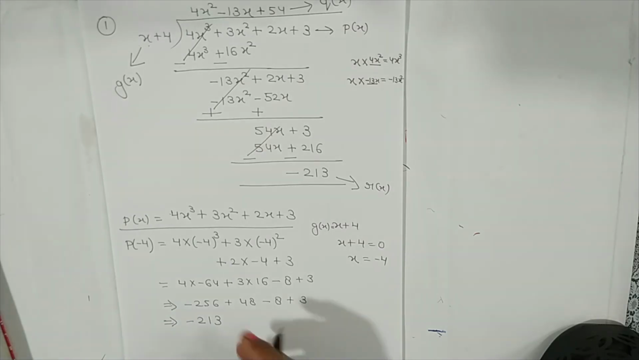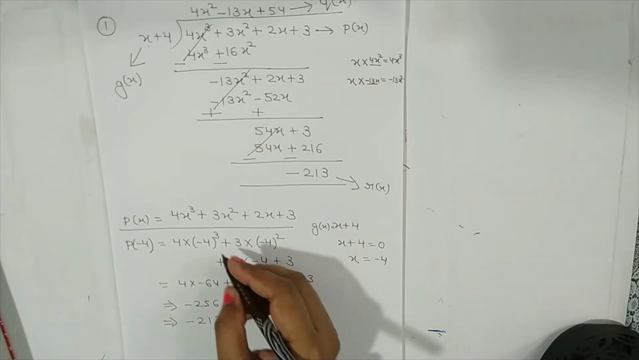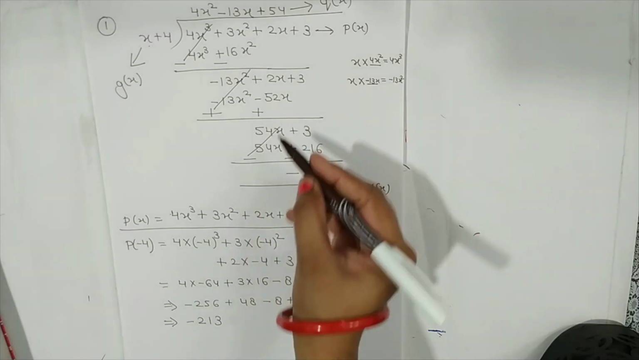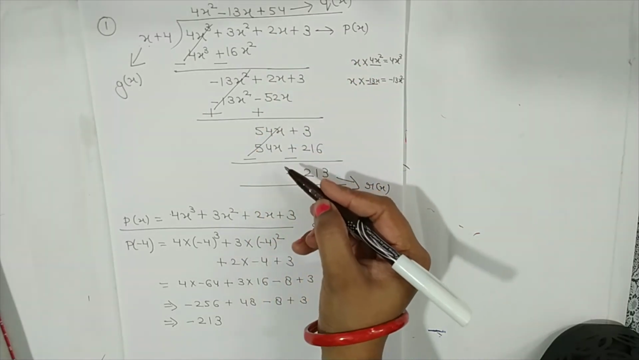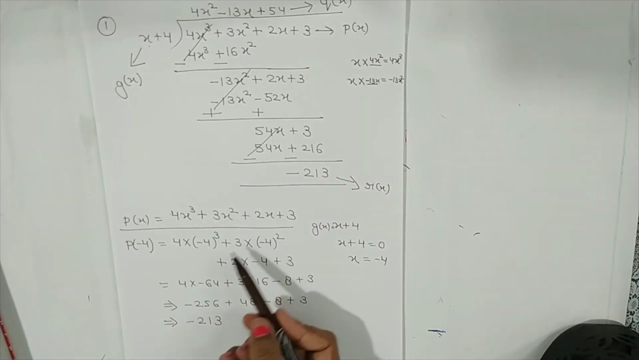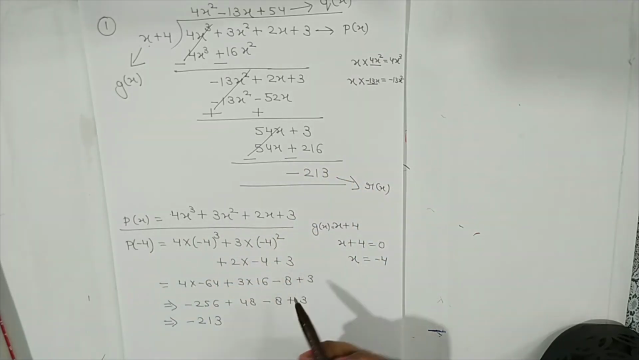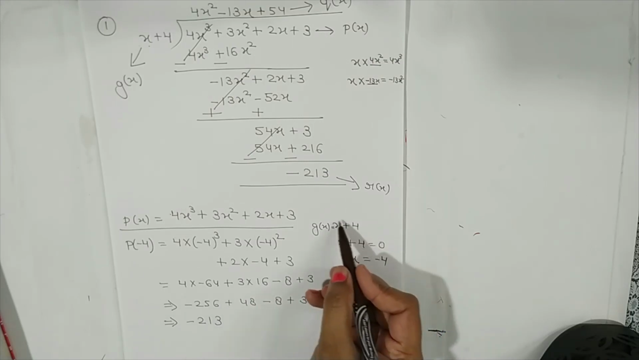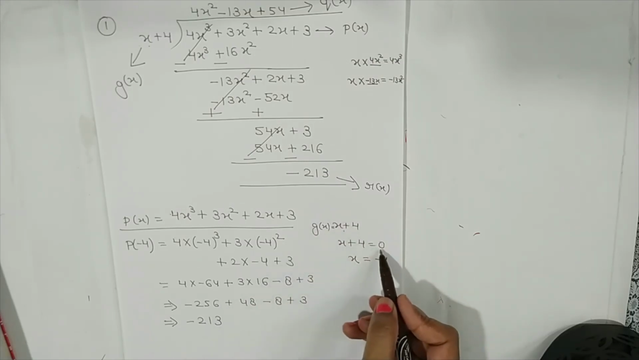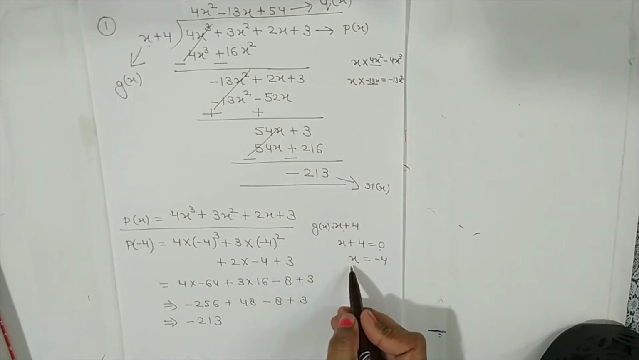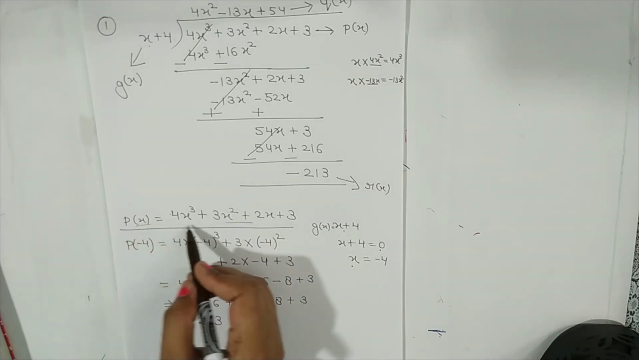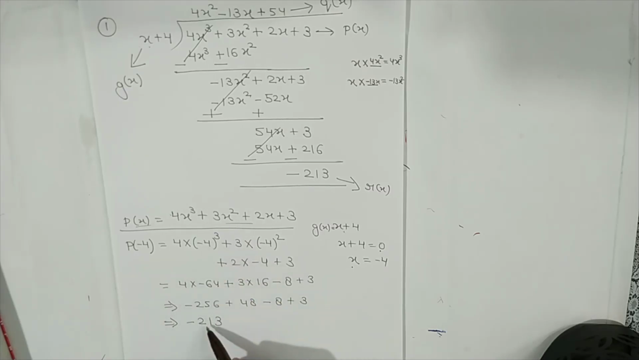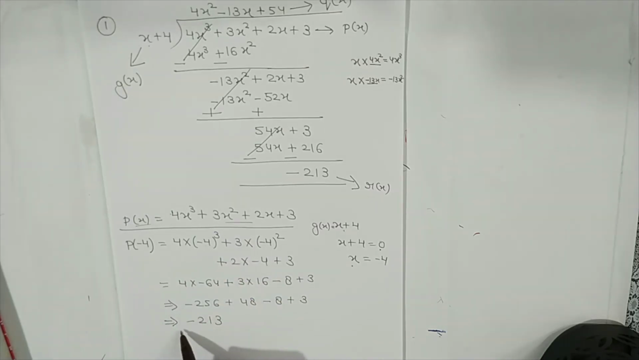If the question does not mention that you have to find the remainder by the long division method, it will be easier to choose the remainder theorem. What is the remainder theorem? You just equate the divisor to 0, then find the value of x, then put it in the dividend, that is p of x. Then you can get the remainder. So minus 213 will be the remainder.